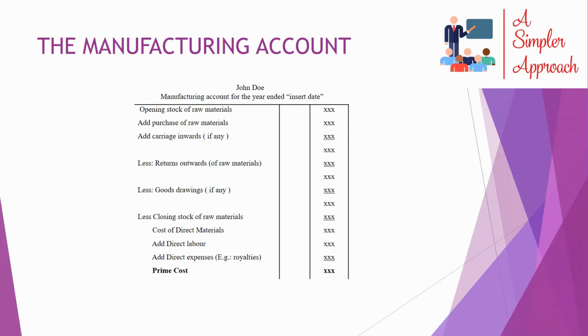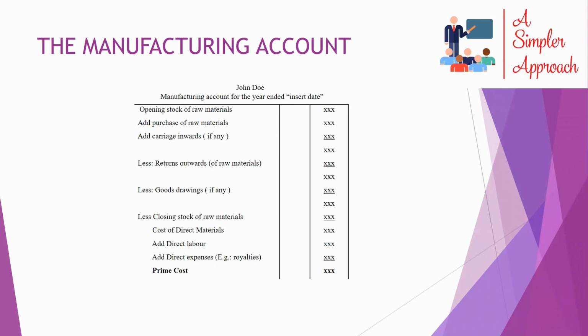Now, we start with opening stock of raw materials. Then we add purchases of raw materials, add carriage inwards of raw materials. After we've added all those together, we subtract returns outwards of raw materials. That's if we had to send back some of the raw materials that we bought for whatever reason. Okay? We subtract that, and then from the balance we get, we subtract what is called goods drawings.